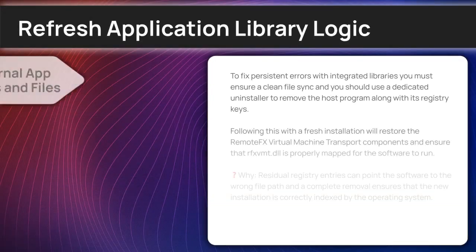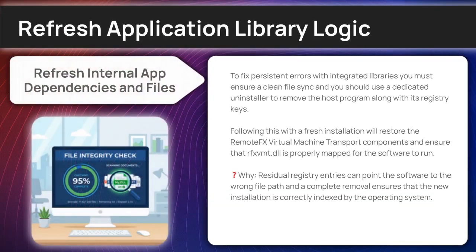If the initial power cycle failed to restore functionality, we will now proceed to infrastructure-level support. You may pause the video now to ensure your environment is ready. To fix persistent errors with integrated libraries, you must ensure a clean file sync, and you should use a dedicated uninstaller to remove the host program along with its registry keys. Following this with a fresh installation of your software components ensures that the DLL file is properly mapped for the host program to run. Why are we doing this? Well, residual registry entries can point the software to the wrong file path, and a complete removal ensures that the new installation is correctly indexed by the operating system.